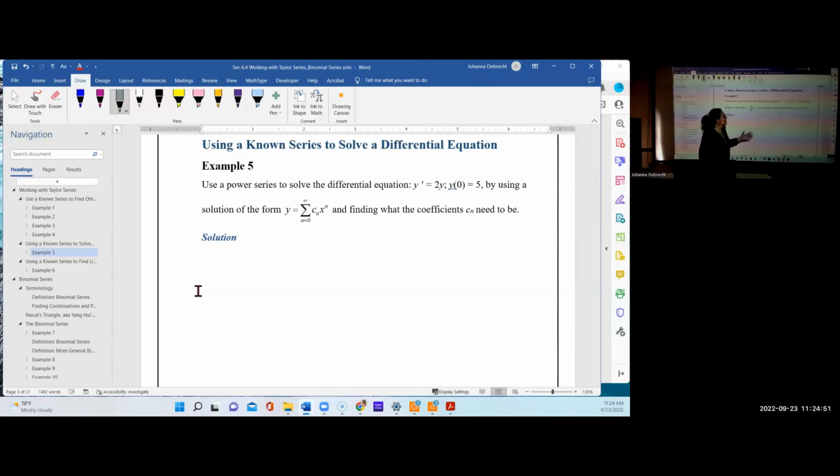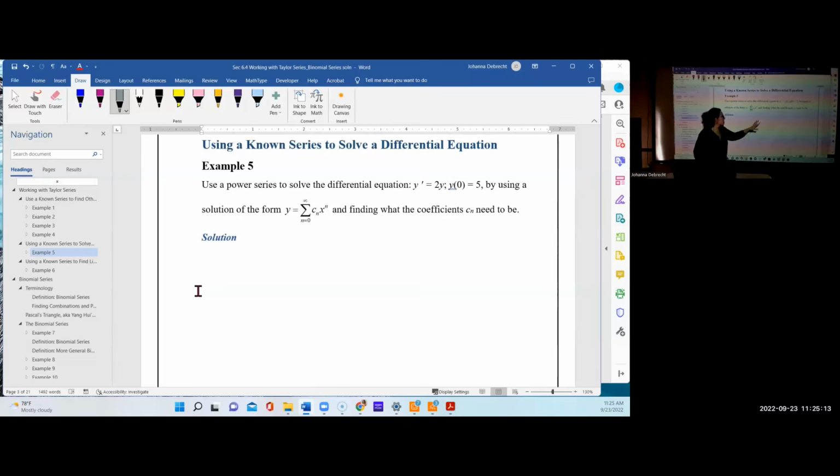What equation is it? So we're going to solve this differential equation, y prime equals 2y, with the initial value that when the independent variable is 0, y is 5. And we're going to do this by using a solution of the form of a power series from n equals 0 to infinity of c sub n x to the n.